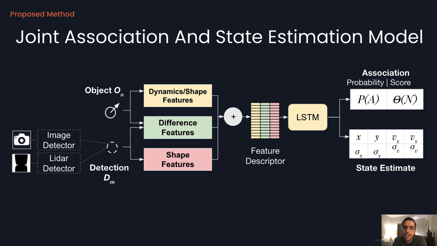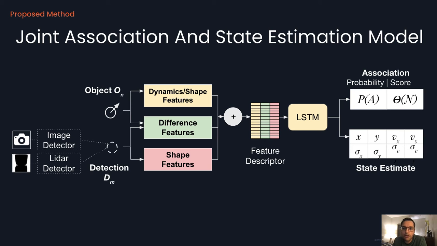Here is what the model looks like. We have an object detection pair as an input to the model. We perform feature extraction from the object and the detection to extract relevant motion, shape, and difference features. We pass these features to our learned model and jointly predict targets for both association and state estimation. For association, we predict an association probability and an association score.